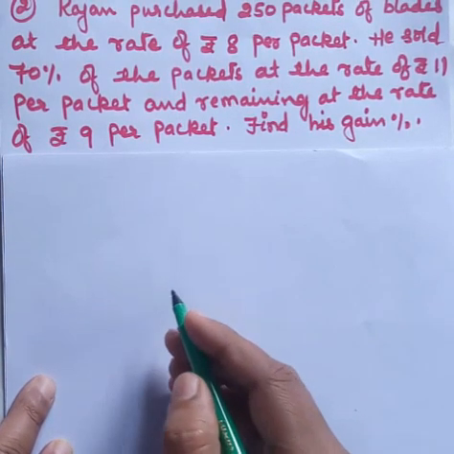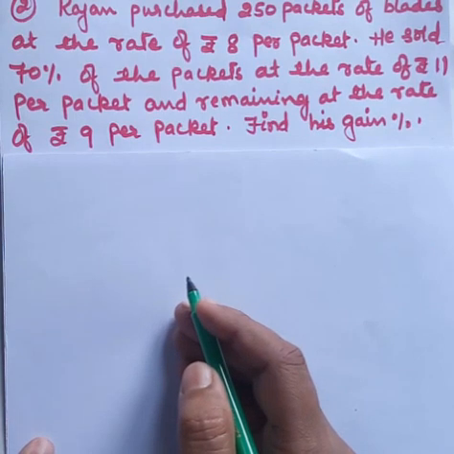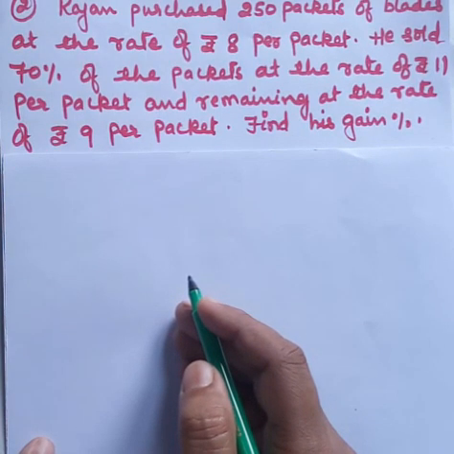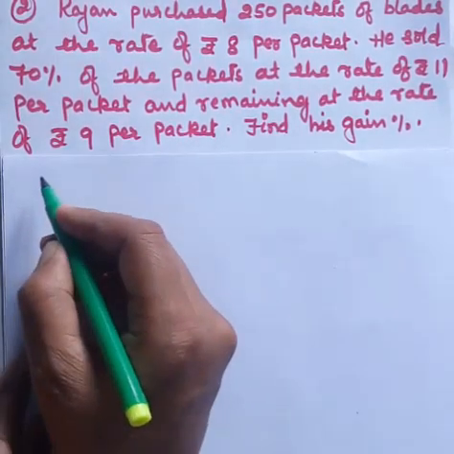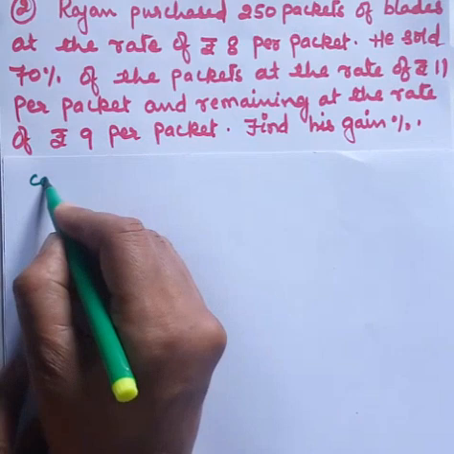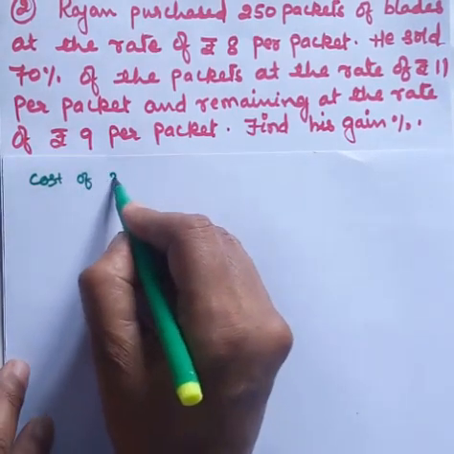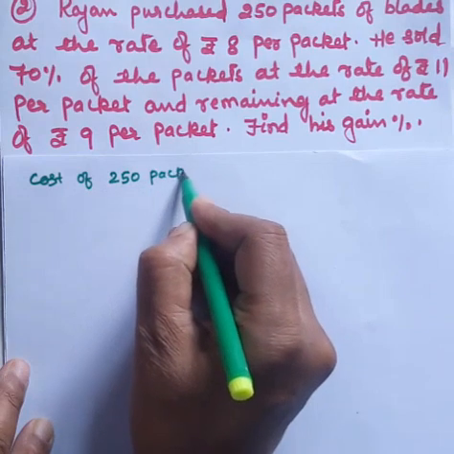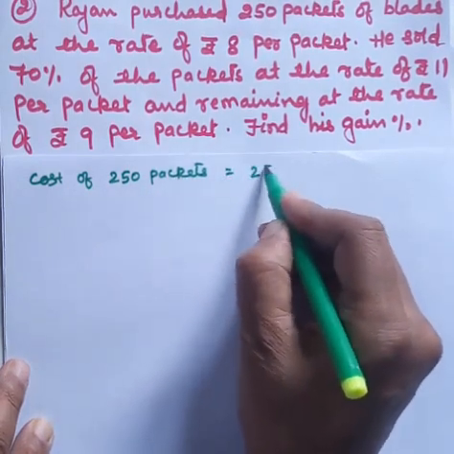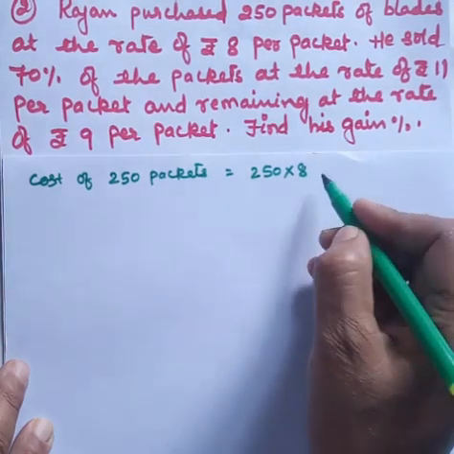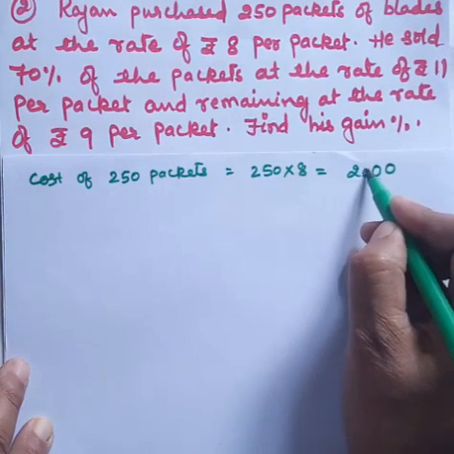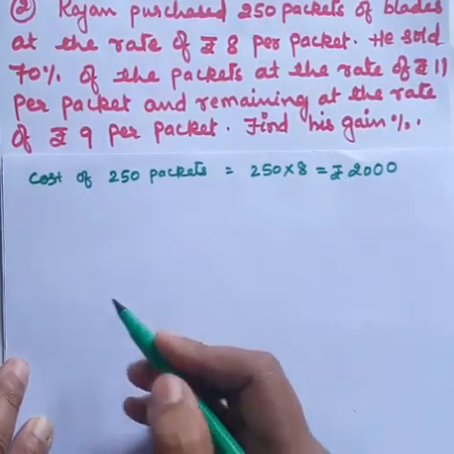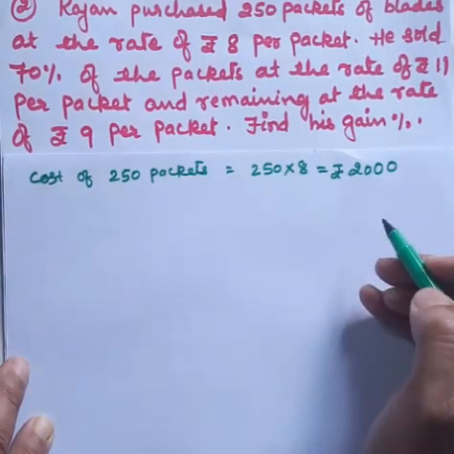Now look here, how many packets Rajan has purchased? 250. Cost of one packet is rupees 8. From here you will get cost price of 250 packets. So first of all, let us find the cost price. So that will be part 1. So cost of 250 packets will be equal to 250 multiplied by 8. That is equal to 8 zeros are 0, 8 5s are 40, 4 16 and 4 20, rupees 2000. So this is the cost of 250 packets.